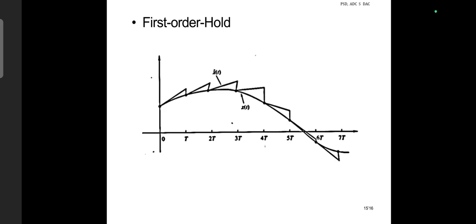So this provides a better approximation of a smoothly varying analog signal compared with a simple zero order or sample and hold type output. So the key idea to remember is sample and hold produces a constant value between samples, whereas first order hold produces a linearly changing value between samples. So you can understand this with the diagram shown in this slide.